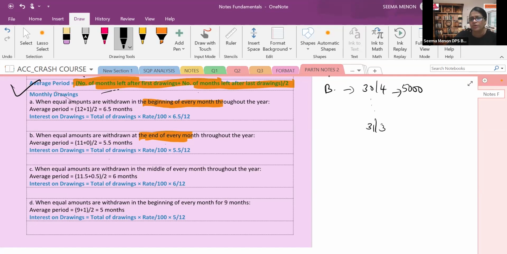See, total withdrawal you all know: 5,000 multiplied by 12. And the rate will be given in the question, this also you know. But now how to find out the average period? What is the formula for the average period? You can see here on the screen: time left, or number of months left, after first withdrawal plus time left after last withdrawal.